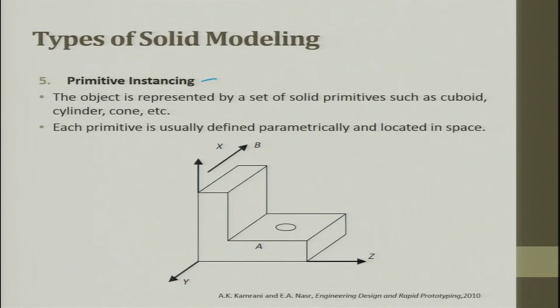Then it is primitive instancing. The object is represented by a set of solid primitives such as cuboids, cylinders, cones, etc. Each primitive is usually defined parametrically and located in a space. So, this becomes easier. Representing a cube in a parametric form is easy. I take a primitive with respect to parameters and then I join them to get a shape.